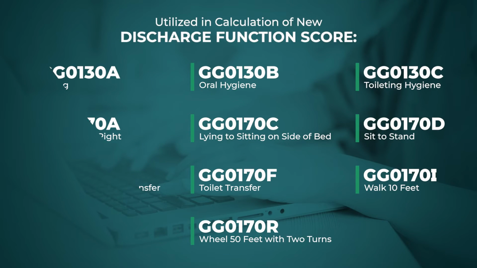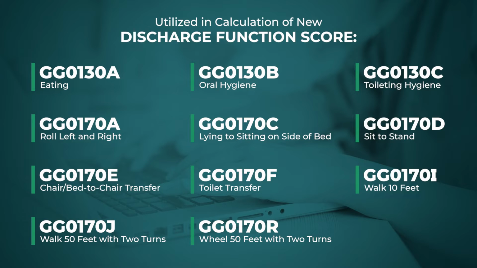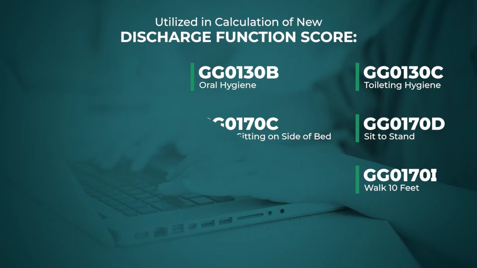The removal of the discharge column also lines up the OASIS with the Home Health Value-Based Purchasing Model changes that will begin in 2025, where the GG130 section, specifically questions A, B, and C, in addition to GG170 items A, C, D, E, F, I, R, and J, will be utilized in the new discharge function score that will be reported in the value-based purchasing model.